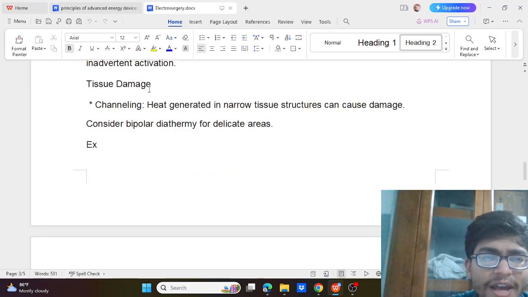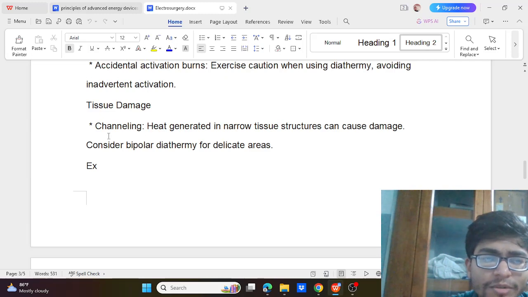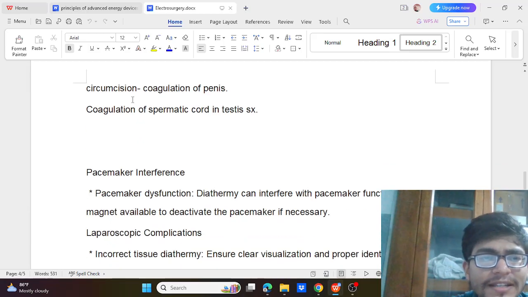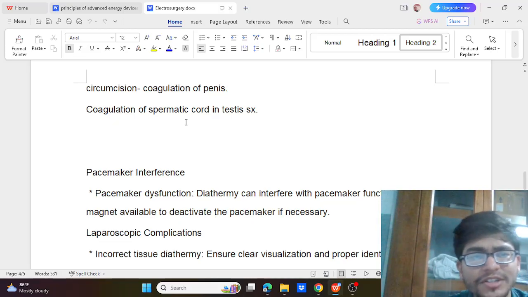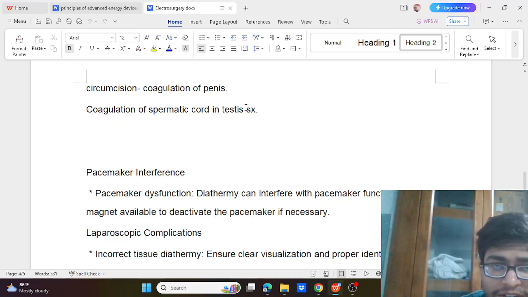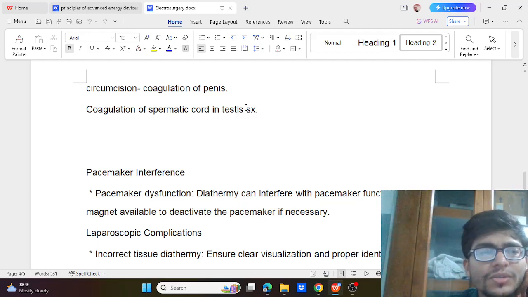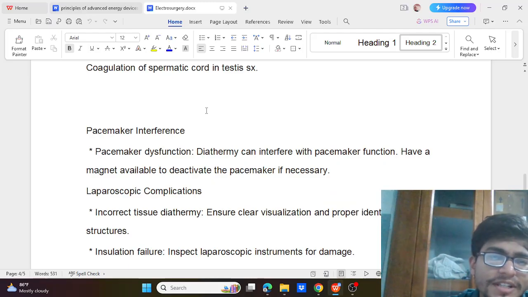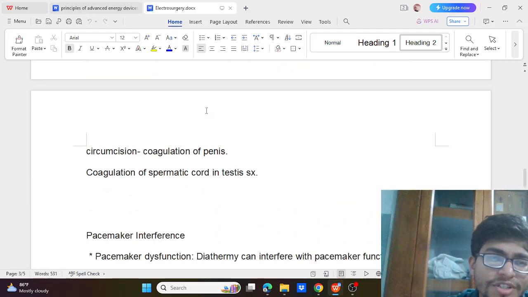And tissue damage is another possibility, like channeling, where the heat generated in narrow tissue can cause tissue damage. So we have to consider bipolar diathermy for such areas. For example, circumcision in the penile region can cause coagulation injury in the penis, or coagulation of the spermatic cord in testicular surgery. So this is a complication, that is tissue injury.